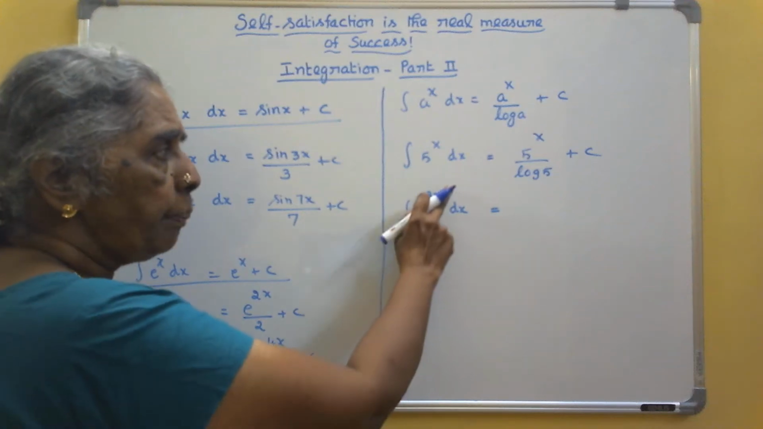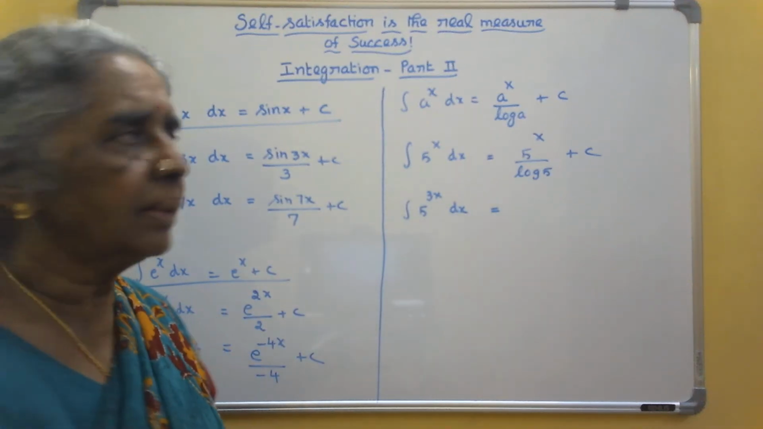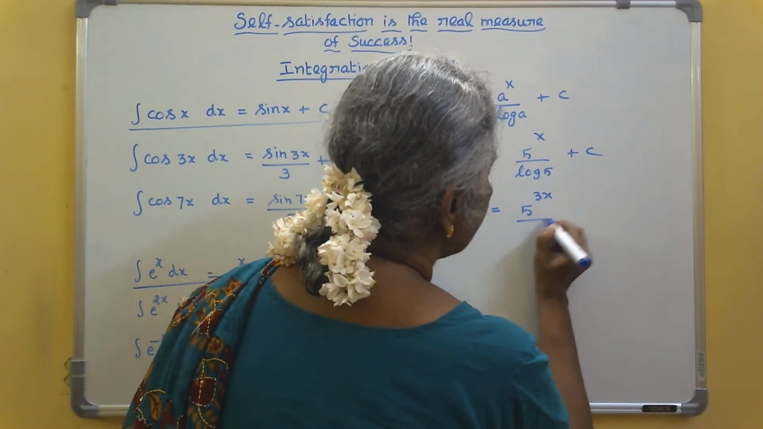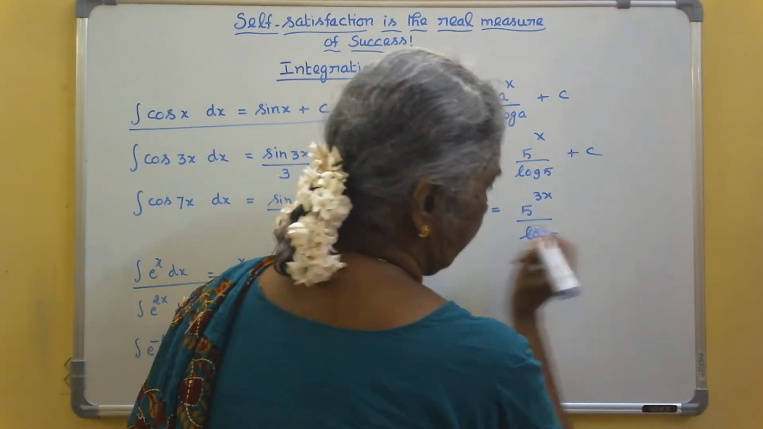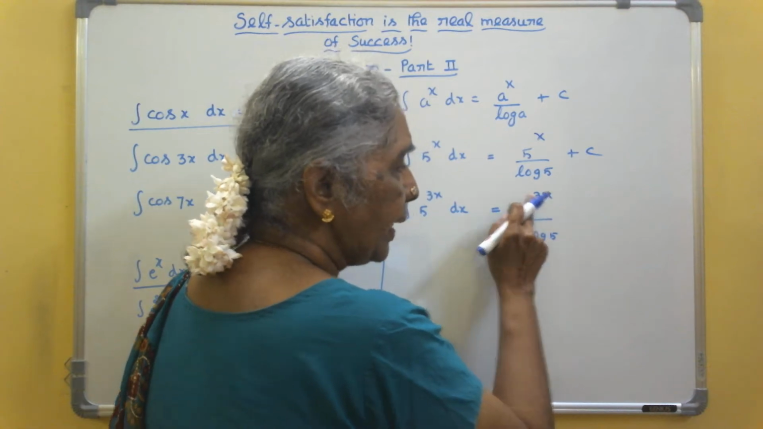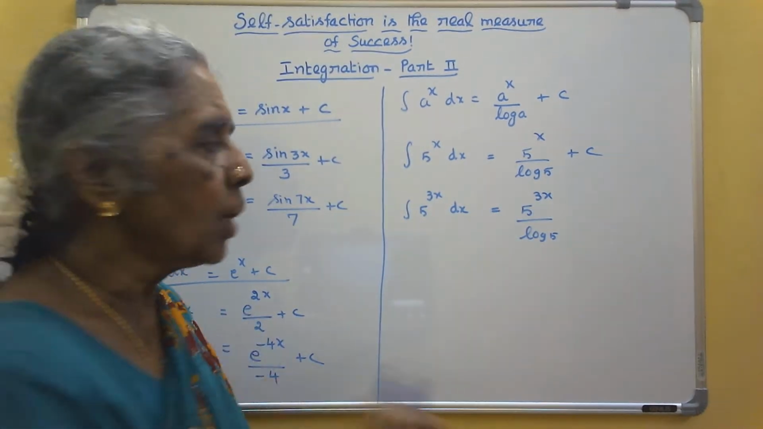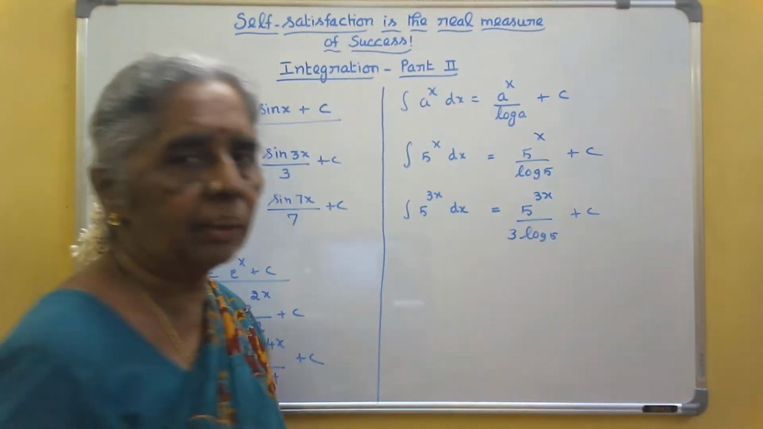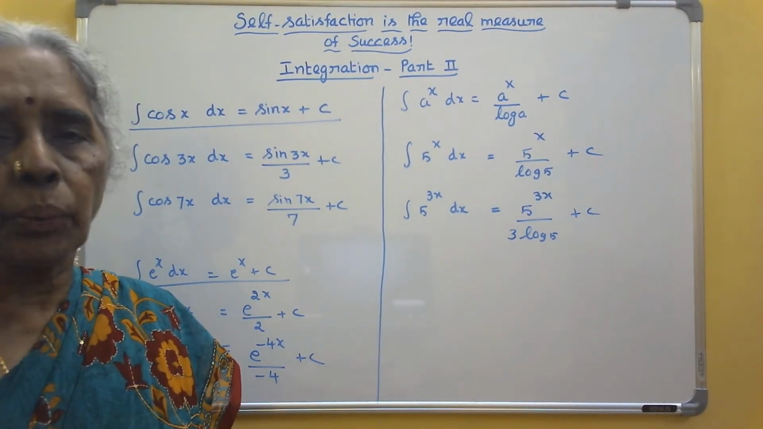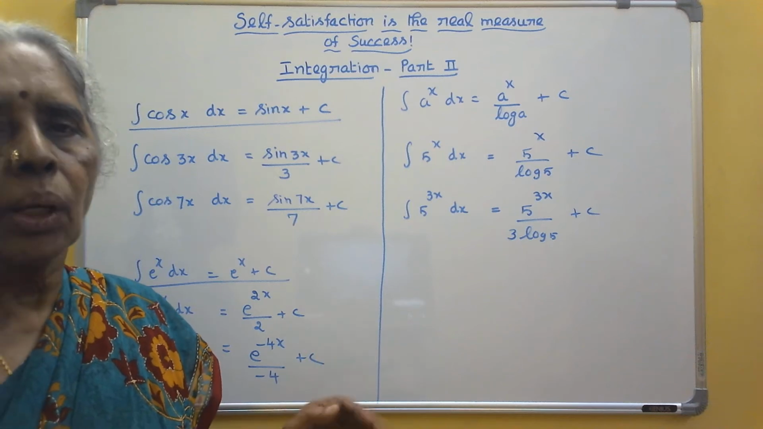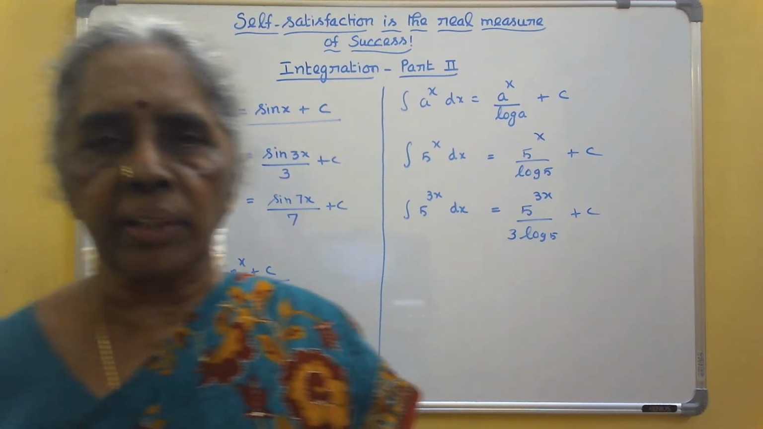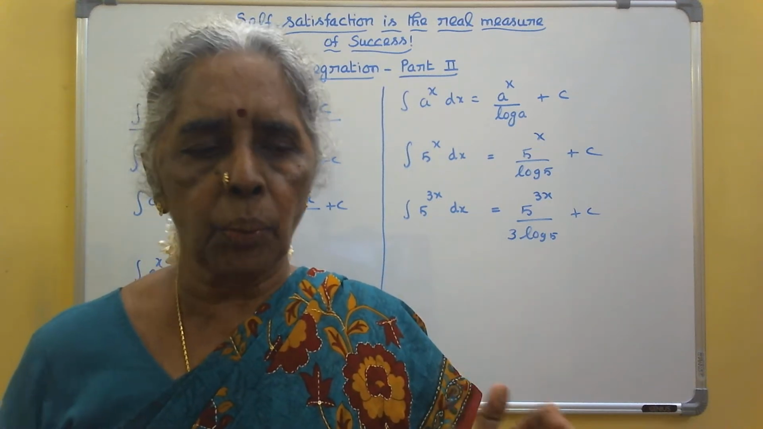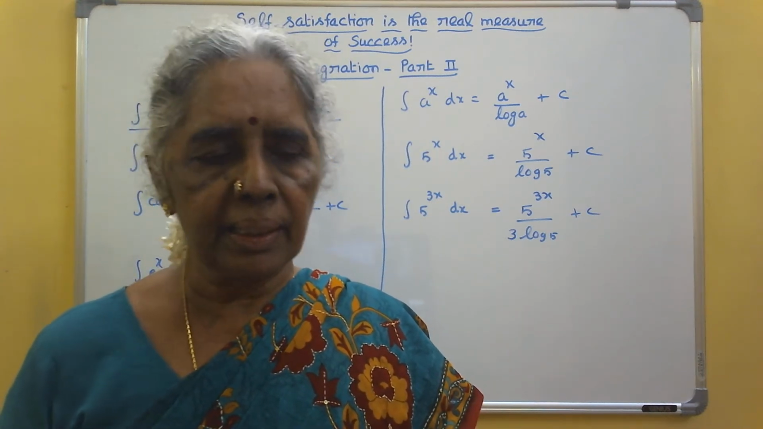Integral 5 power 3x dx means, for that 5 power 3x, you write 5 power 3x by log 5, okay? Then, for that x, the coefficient is 3. So, you have to divide, so it will come as 3 here, then plus c. So, wherever you get a coefficient like this, you have to divide by the coefficient. Remember, this is one important concept or rule you should remember in integration. Okay?